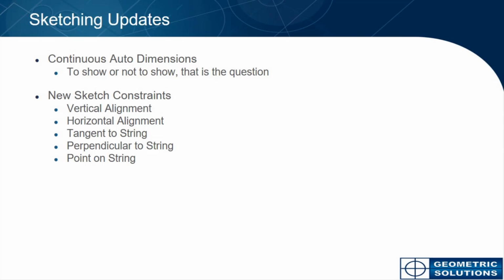Now, the first thing we're going to talk about is continuous auto dimensions. A lot of times we have a love-hate relationship with these. We like the functionality, but we hate that these dimensions are all over our screen. We're going to take a look at an update that will help us to either show them or not show them. And then we're going to take a look at some new sketch constraints. I think you're really going to enjoy these. All right, let's jump into NX.